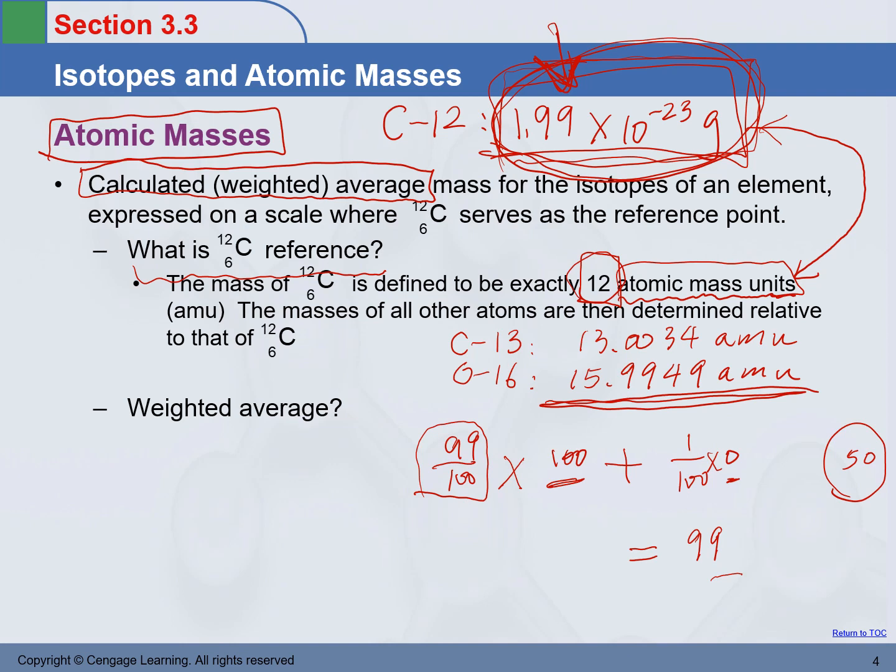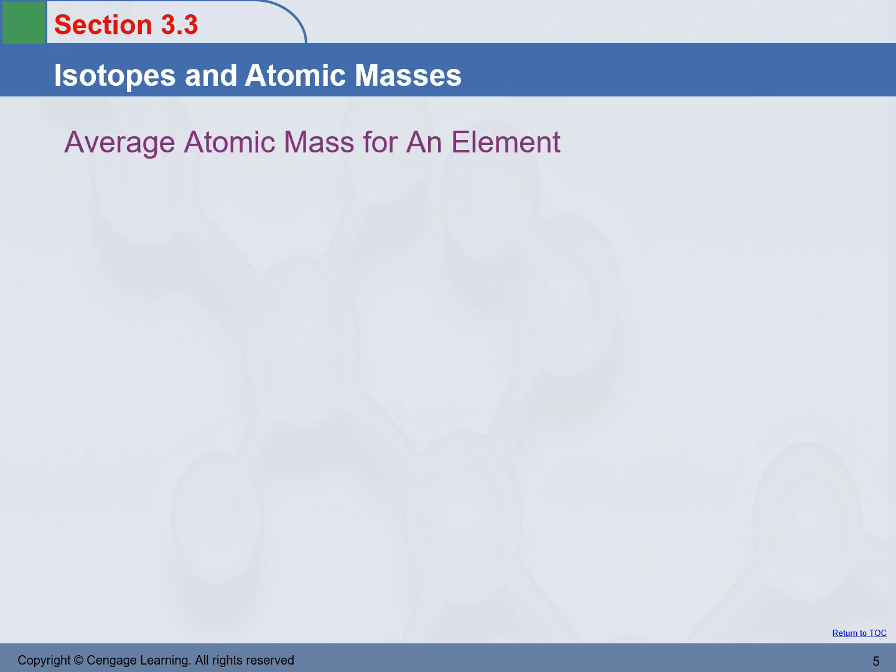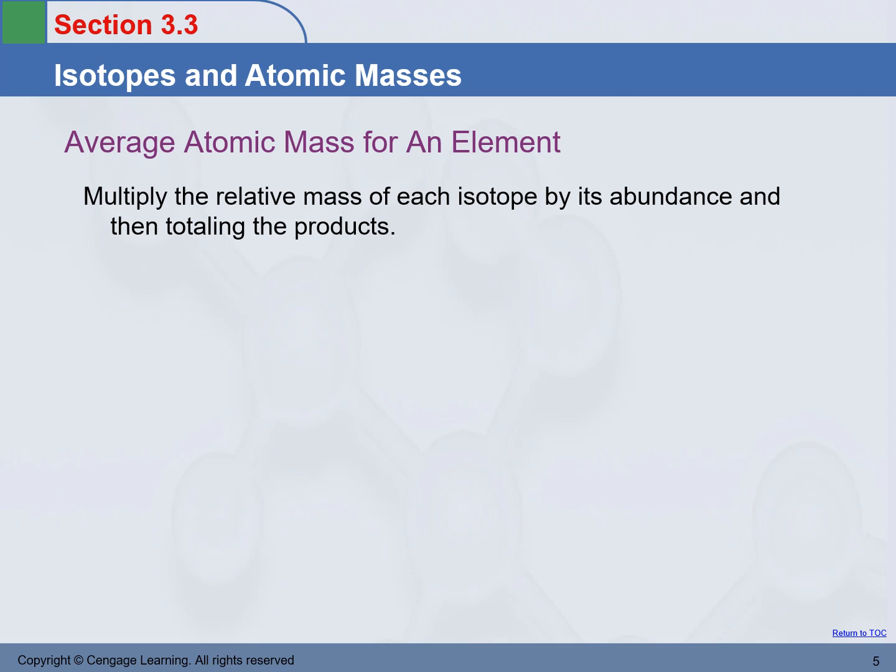When you calculate the weighted average, not only do you have to consider the values that you have to average, but you also need to consider how many atoms are in that value. Make sense? Let's come back to the concept of atomic mass. So how do we calculate the atomic mass of an element? How do we do that average?